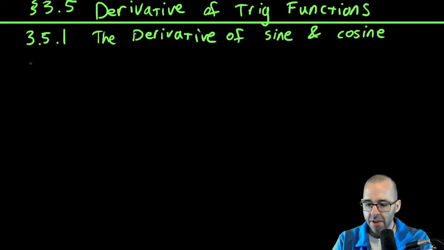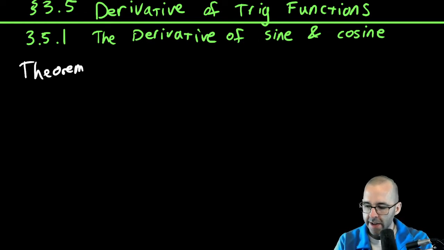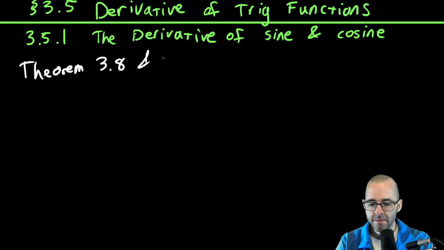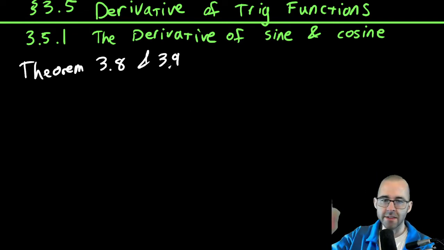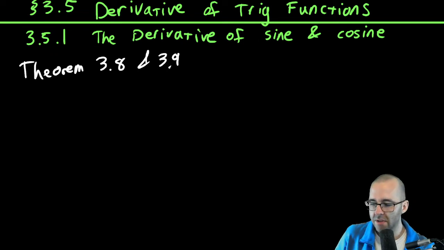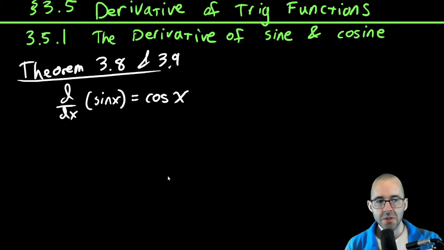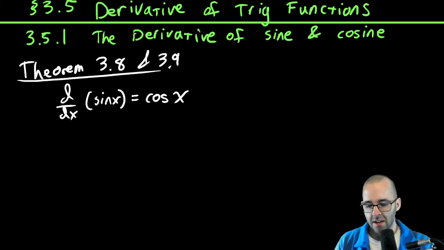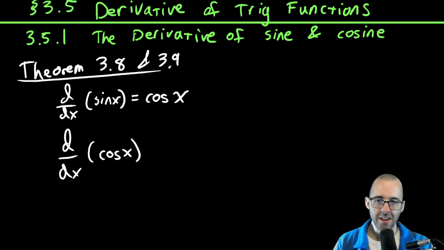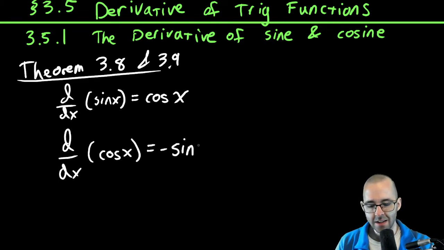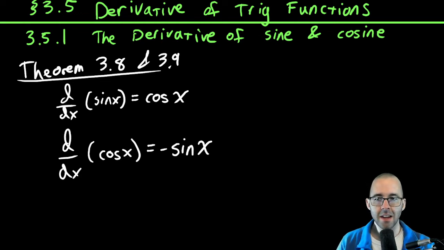Okay, so we got a theorem, theorem 3.8 and 3.9, because 3.9 is going to be in a different video, but I want all of your derivatives in the same area. Okay, and that says that the derivative, and leave space for 6 things. The derivative of the sine of x is equal to the cosine of x. And likewise, the derivative of cosine of x is not equal to sine of x. It's equal to negative sine of x. And you could see that in the same way.